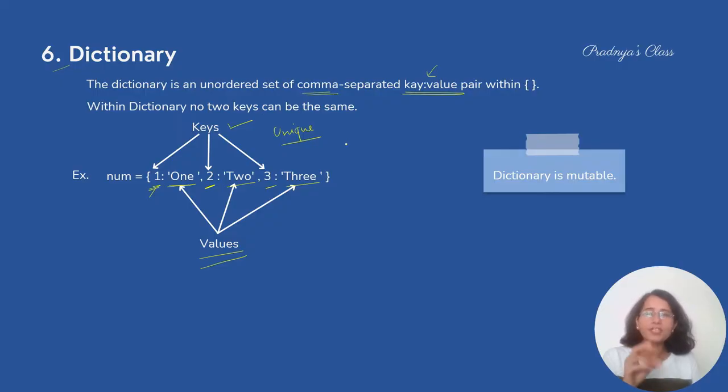In your portion, there is a complete chapter for some of the data types like string, tuple, list and dictionary. We will cover all the methods related to these data types in that chapter. So let's note one more thing about dictionary, that dictionary is mutable, means we can change the value of the dictionary in place.